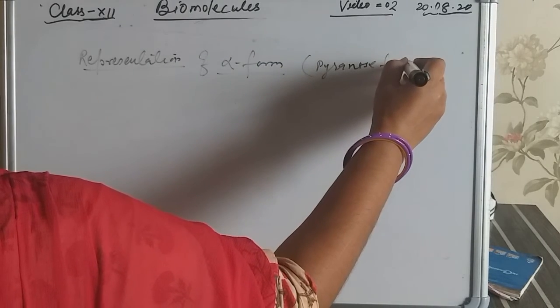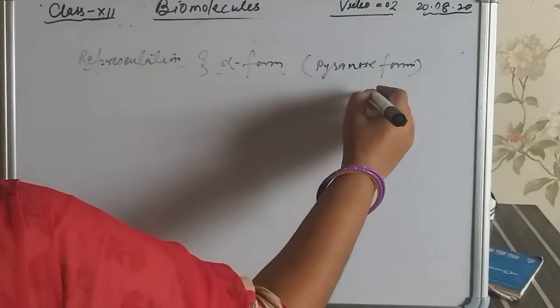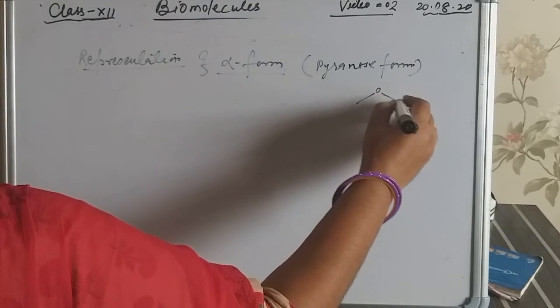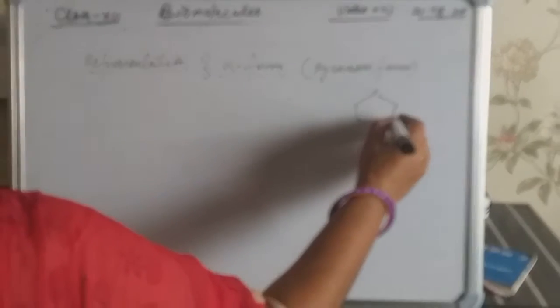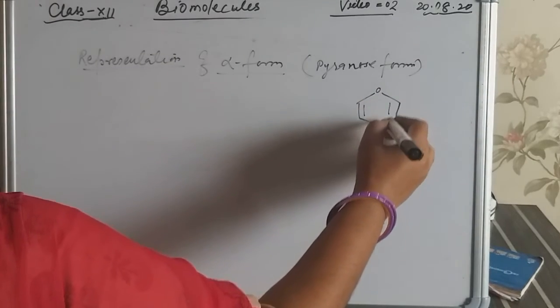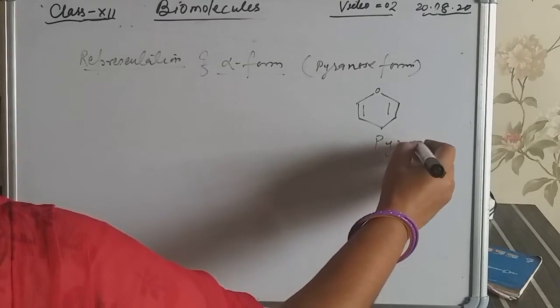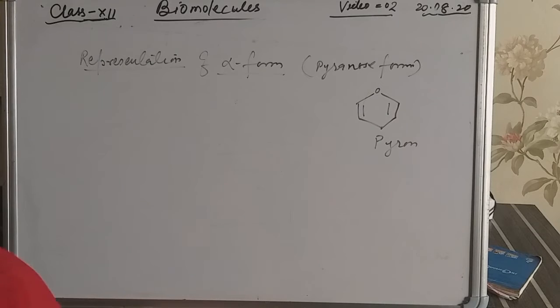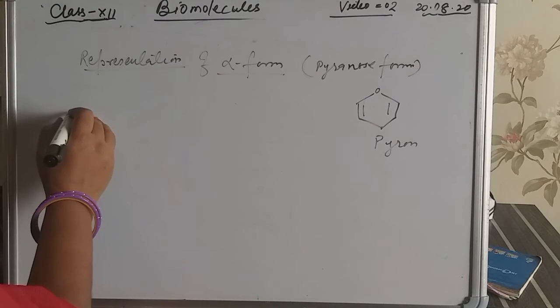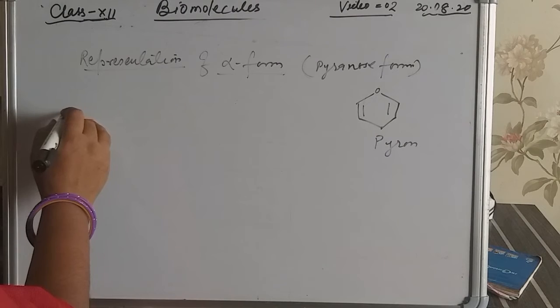Pyranose form. We know the structure of pyranose like this. This is the pyran. So how can we arrange the alpha D glucose in the cyclic form?